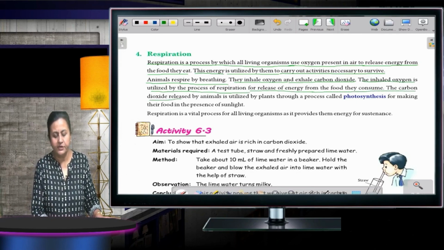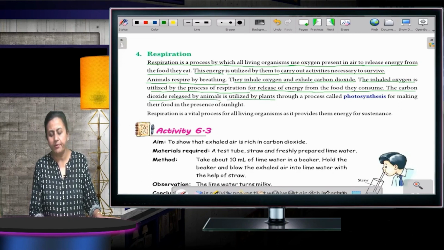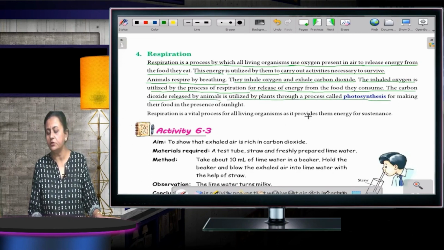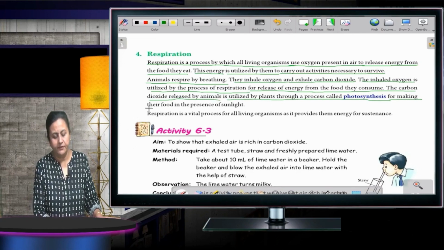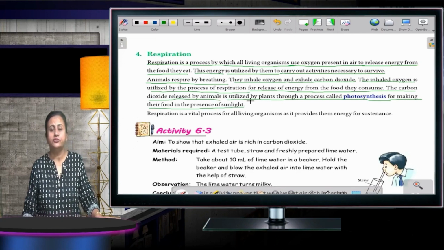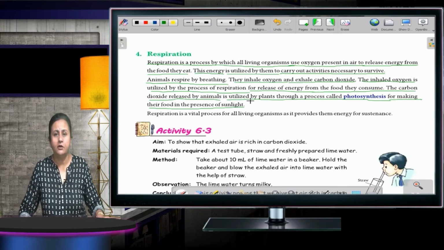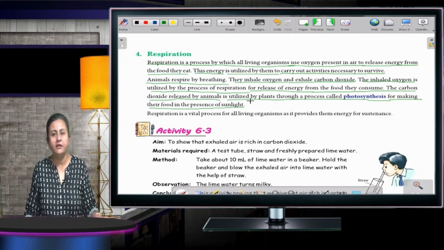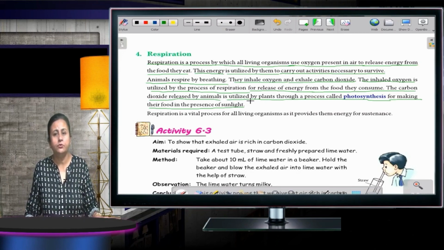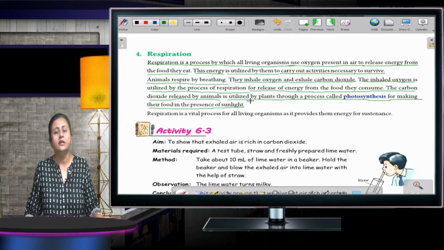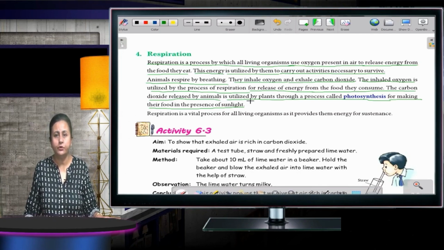Carbon dioxide released by animals is utilized by plants through a process called photosynthesis for making their food in the presence of sunlight. Children, you must have seen plants, they make their own food. We do not provide them food, but plants make their own with the help of sunlight. The process by which they make their own food is known as photosynthesis.